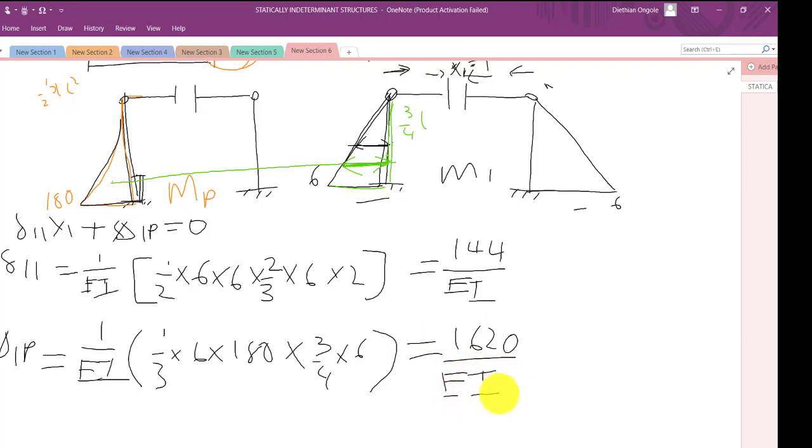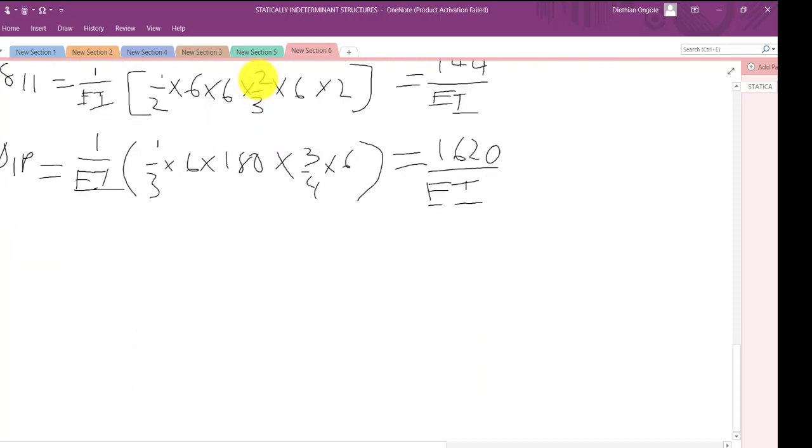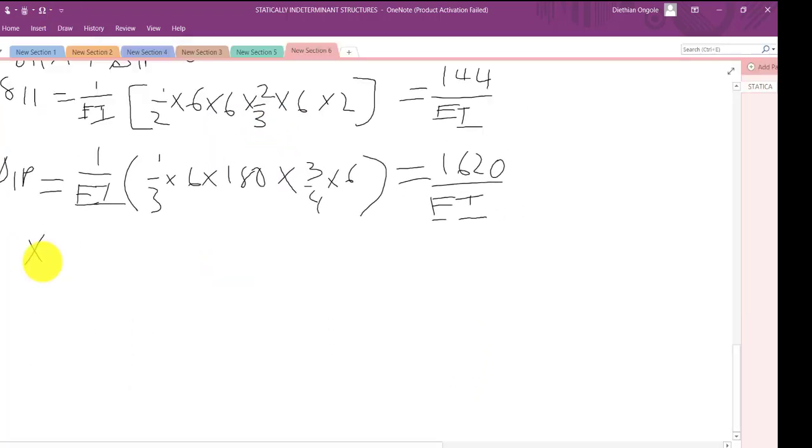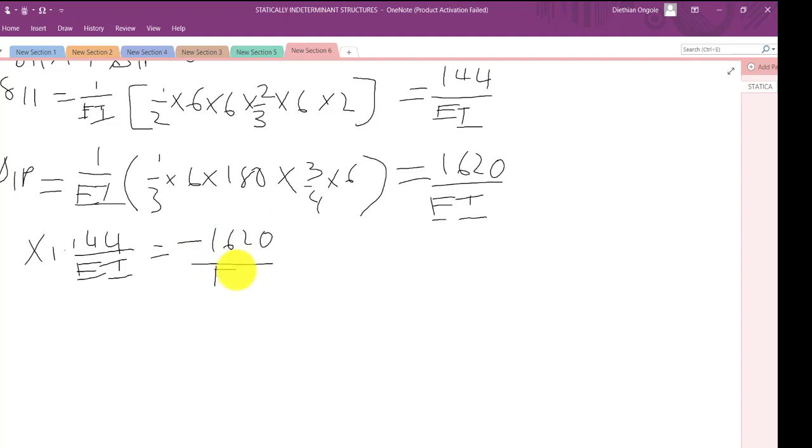So having found that, I now calculate my x1. We shall have x1 times 4 divided by EI equivalent to, since this delta 1P is positive, when it crosses the equality it becomes negative 1620, divided by EI. When I work this out, I find that my x1 would be equal to 11.25 kilonewtons.